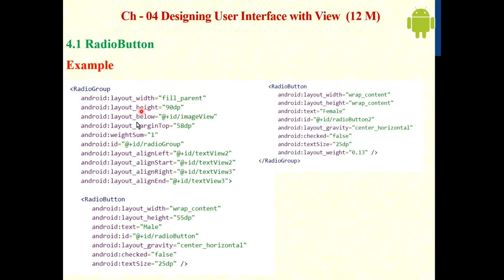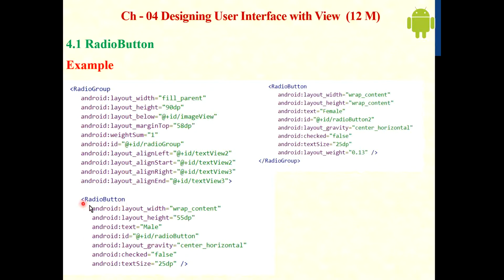Here I write one piece of code. First I create a radio group. Inside the radio group I create two radio buttons. There are various attributes of a radio group like layout width, height, layout below, layout margin top, weight sum, ID, align left, align start, align right, align end. So these are the various attributes of a radio group.